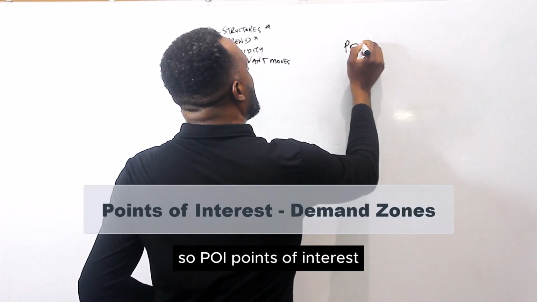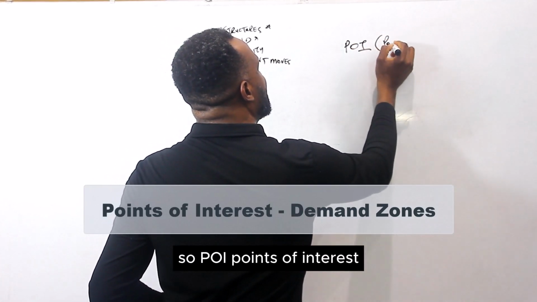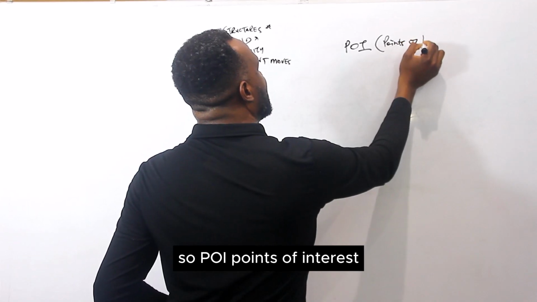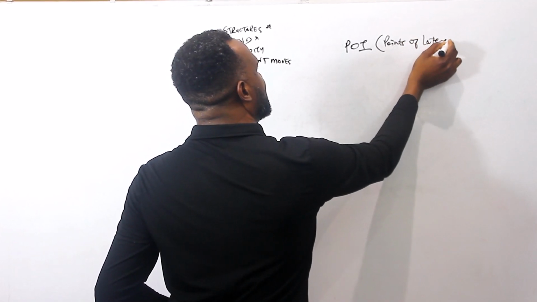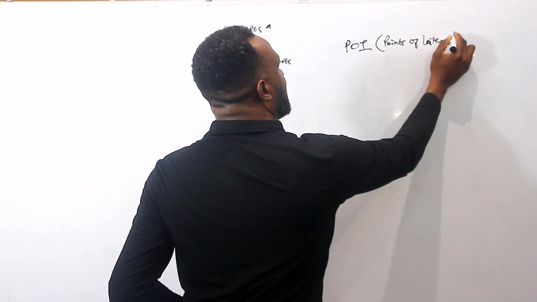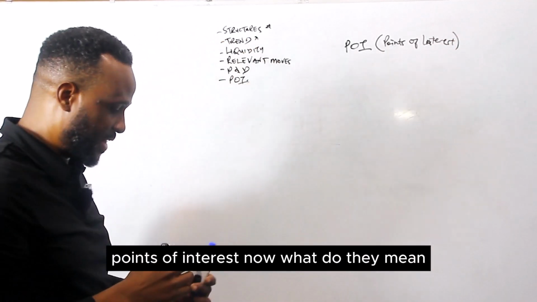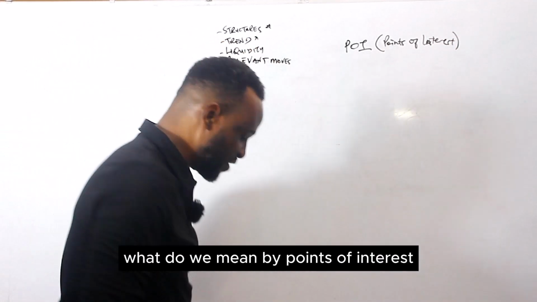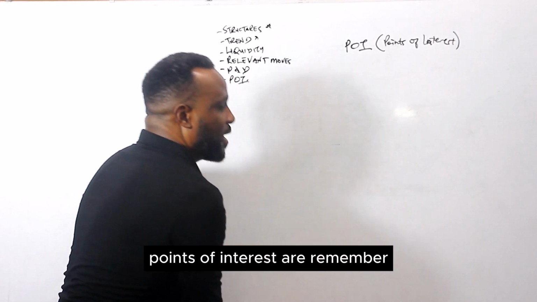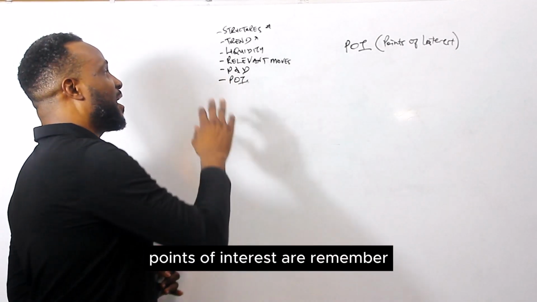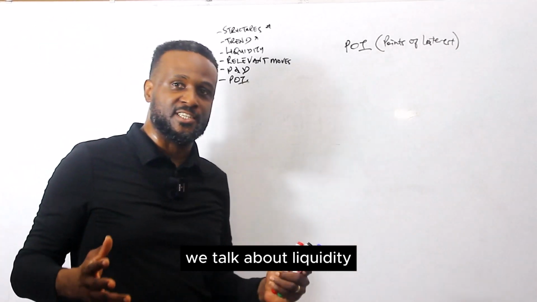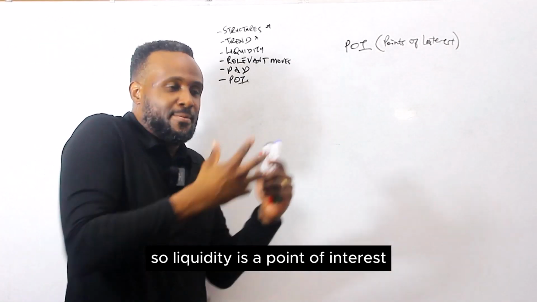So POIs, points of interest. Points of interest. Now, what do they mean? What do we mean by points of interest? Points of interest are, remember we talked about liquidity. So liquidity is a point of interest.